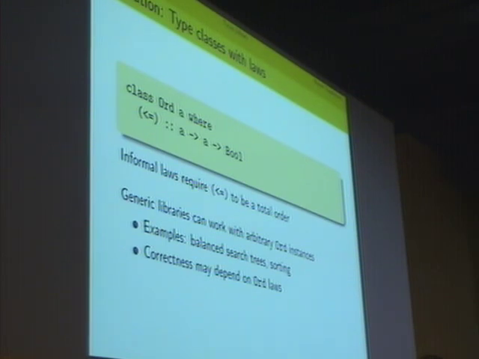And so then, having classes like this, you can implement functions and libraries that are parameterized over an arbitrary Ord instance. For example, you can have a library of balanced search trees or a sorting algorithm. And usually the correctness of this code actually depends on those informal laws. So if you use the generic function at an instance that satisfies the laws, it works correctly, and otherwise the generic algorithm may break. So we want to figure out how to reason about this kind of code formally.